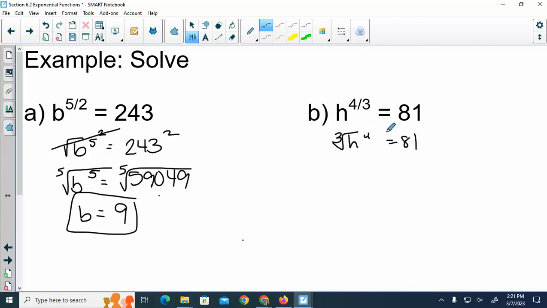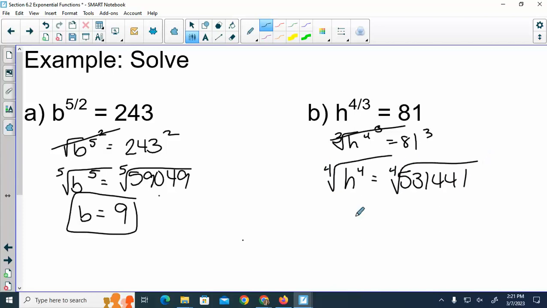So, what did you guys do first? What is 81 cubed? 531,441. And then you do a fourth root. What do you have to put with that? And what's the fourth root of this? Plus minus 27.